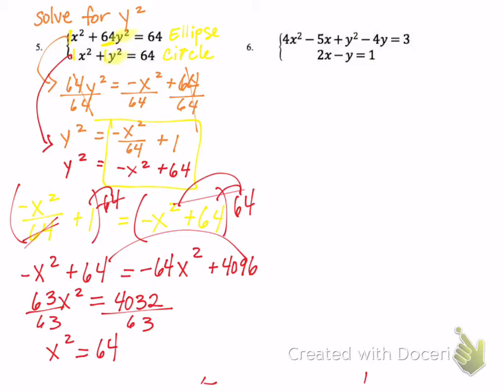Then I take the square root of 64, and what do you get? Plus or minus 8. So x equals a positive 8, and x equals a negative 8.